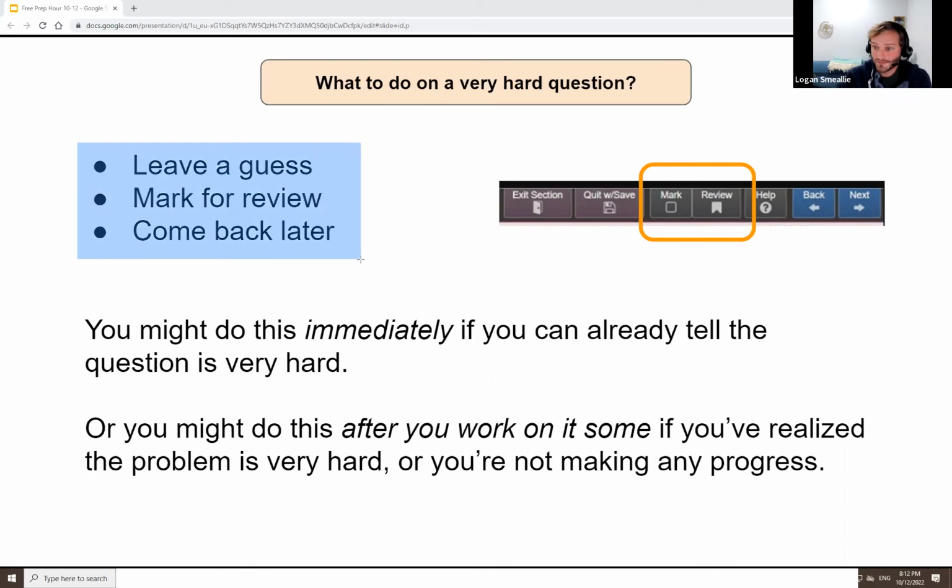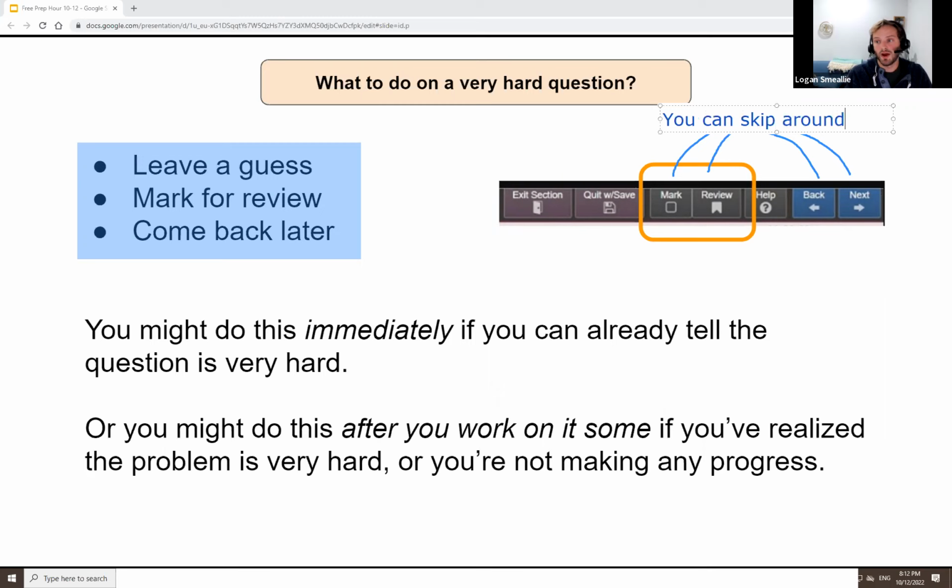Leave a guess, mark it for review, and come back later. And that's actually something I didn't state earlier, but is very essential, along with the fact that all questions count the same. Take a look at this button. These are the buttons you have available to you when you're taking the GRE. This is a screenshot of the actual GRE interface.